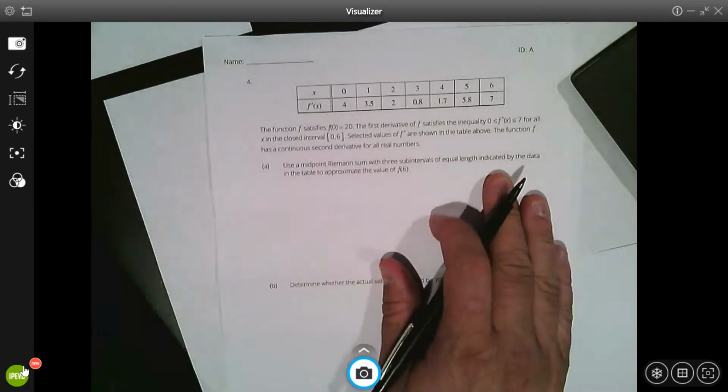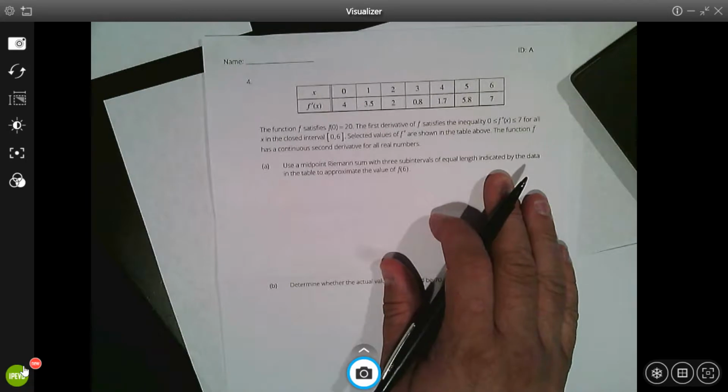All right, here we go. Here's the next one for the evening. This is from the 2017 BC International Exam. This is question number 4, which means it's a calculator inactive question. Put those calculators away.